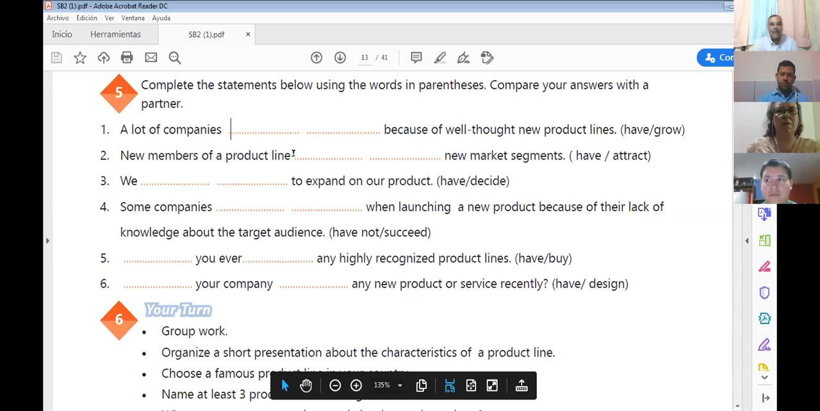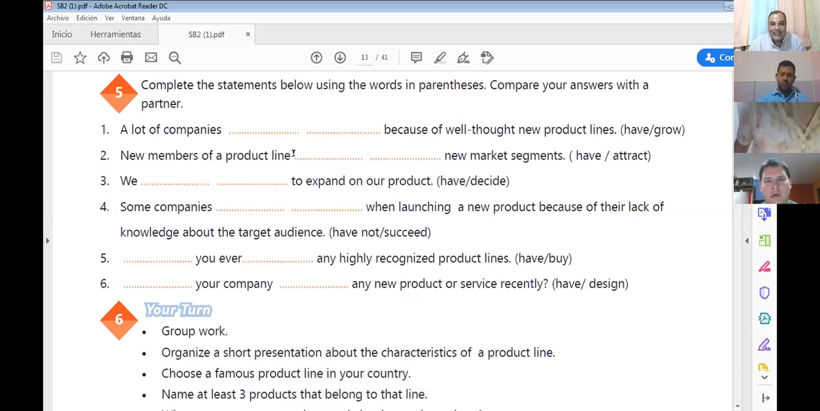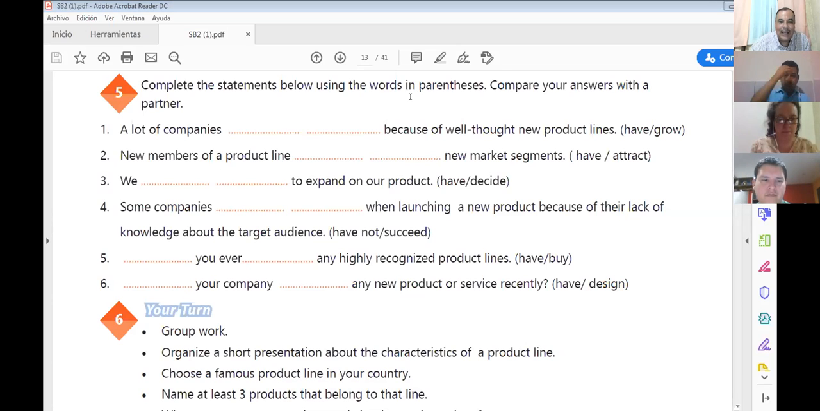So let's continue. We have 14 participants so far. I'm going to share the book now. We're going to continue sharing the book. Okay, so new members of a product line have attracted new market segments. Very good. Now, number three. Let's try with Alicia. Number three. Alicia, here is the verb. Look, the verb is here.